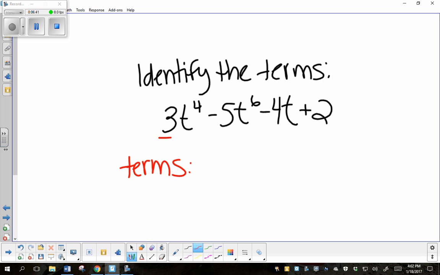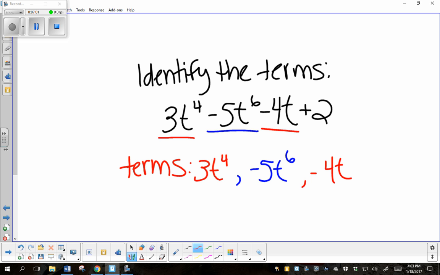So our first term is this 3t to the 4th. That's a term. Our second term is negative 5t to the 6th. So make sure you keep that negative in there. Negative 5t to the 6th. Our third term is right here, negative 4t. And then our last term is right here, 2. So this polynomial has 4 terms.